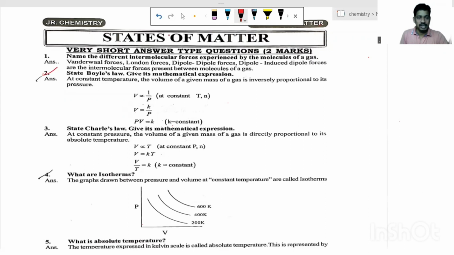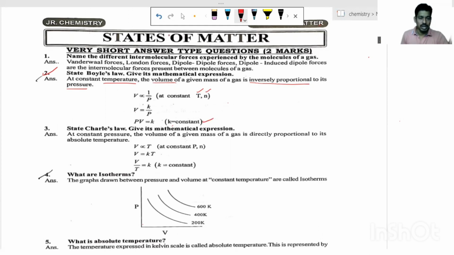Boyle's Law we will discuss. State Boyle's Law, give its mathematical expression. At constant temperature, volume of given mass of a gas is inversely proportional to its pressure. So this statement we can write in a mathematical form as V is inversely proportional to pressure at constant temperature and number of moles. From this, V is equal to K by P, PV is equal to K, where K is nothing but proportionality constant. So this is Boyle's law.